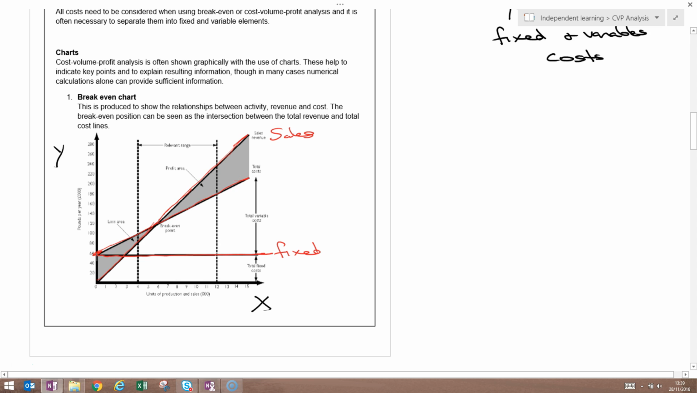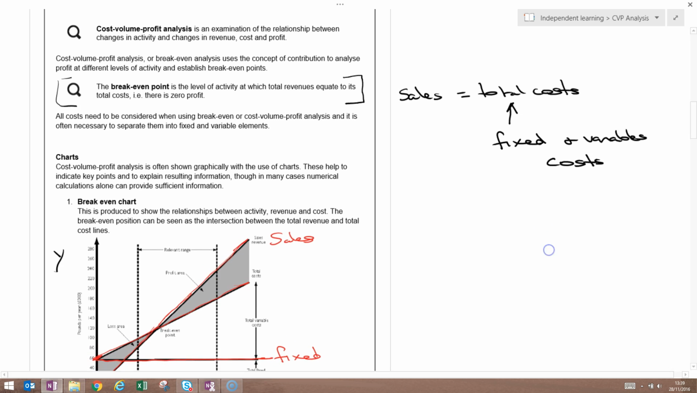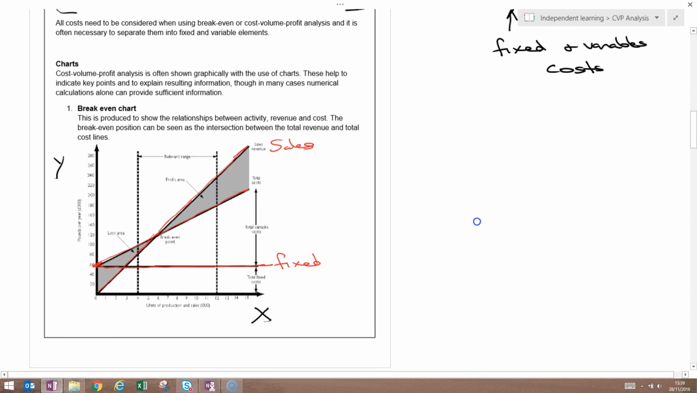Now going back to what I said about break-even, the break-even point is when sales are equal to total costs. Well, we've plotted a sales line. We've plotted a total cost line. Where they are equal, so in other words, where they meet, that is the break-even point. So on our graph, where these two lines cross, that is our break-even. Now we can read the break-even point off the x-axis in number of units, or we can read it off the y-axis as a revenue.